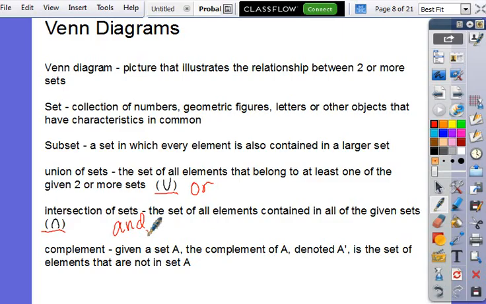The complement is the not version of whatever you have. So it's not in that set. Remember how we did like rolling the die, we said not a 5? That's what a complement is.